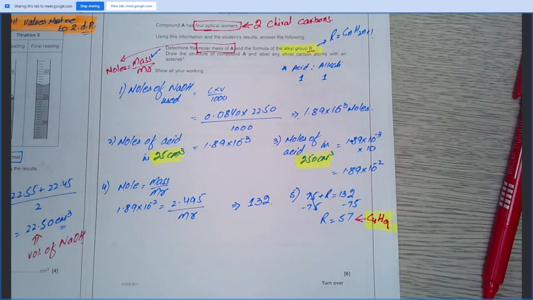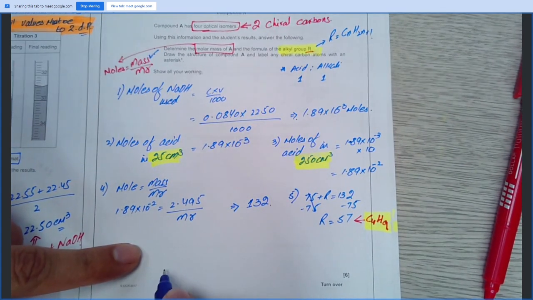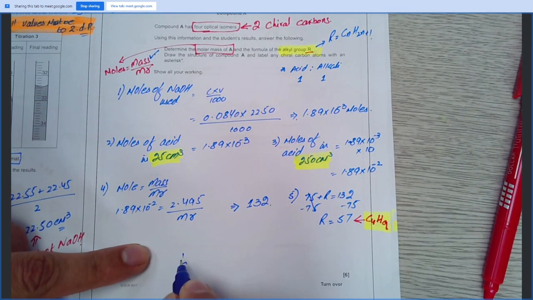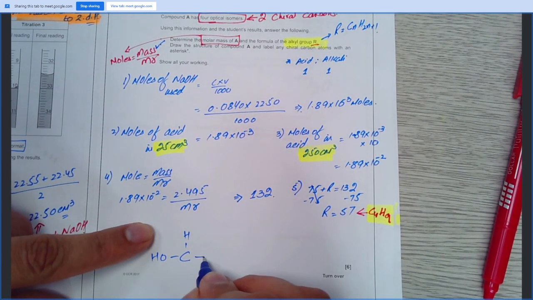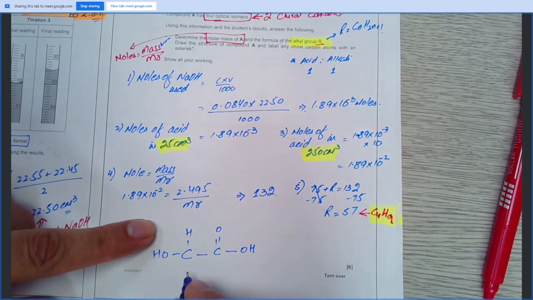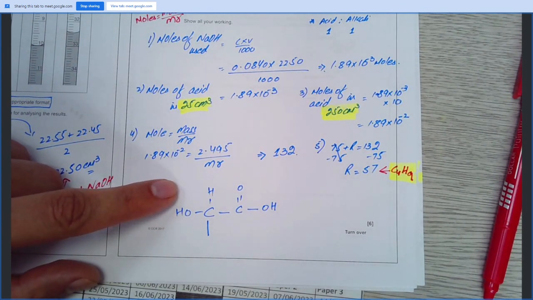Now for the fifth step, so we are done with the first part. It now says draw the structure of compound A and label any carbon atoms with an asterisk. So I'll say now I've been given that. Let's start from here. I can say there's a hydrogen, there is HO dash C double bond O dash OH, and below this is my R. Now what is R? R is C4H9.